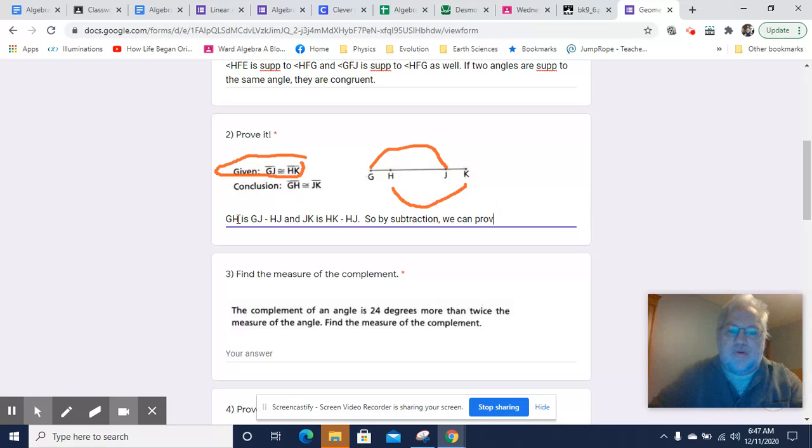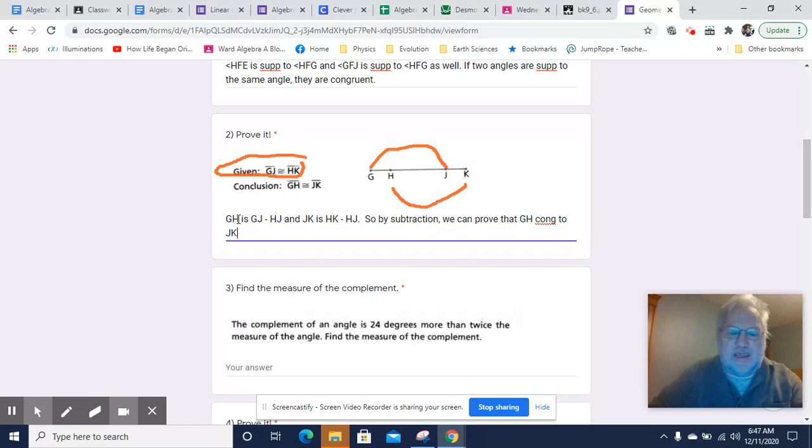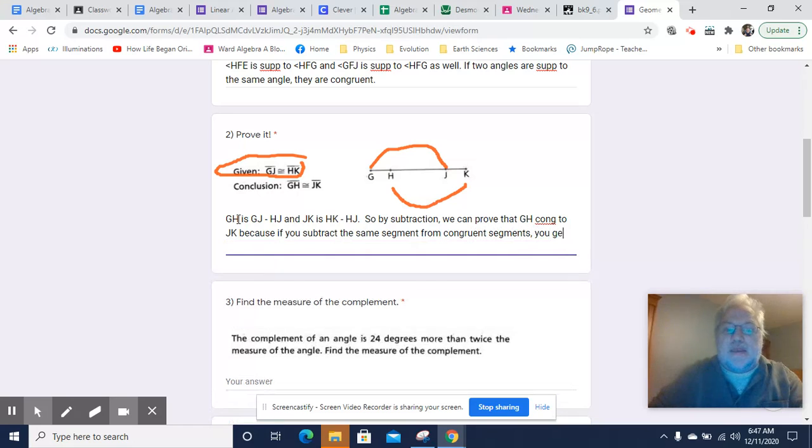we can prove that GH is congruent to JK because if you subtract the same segment from congruent segments, you get congruent differences. Okay.